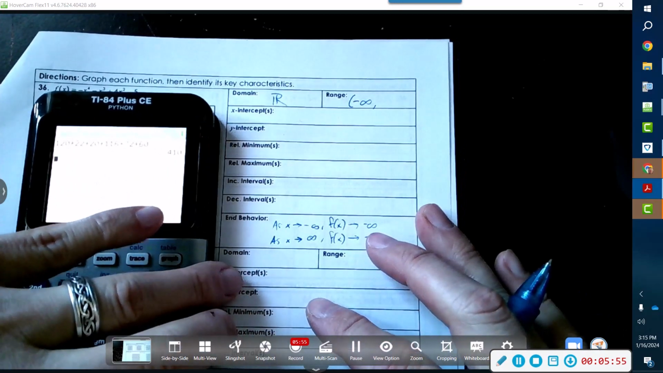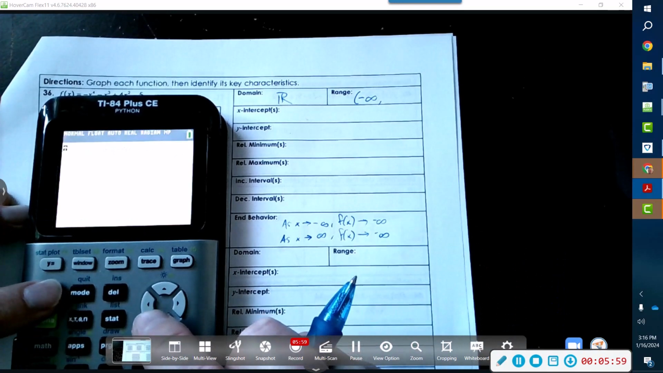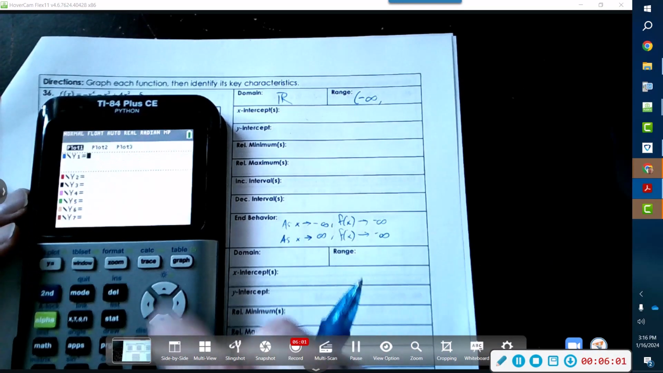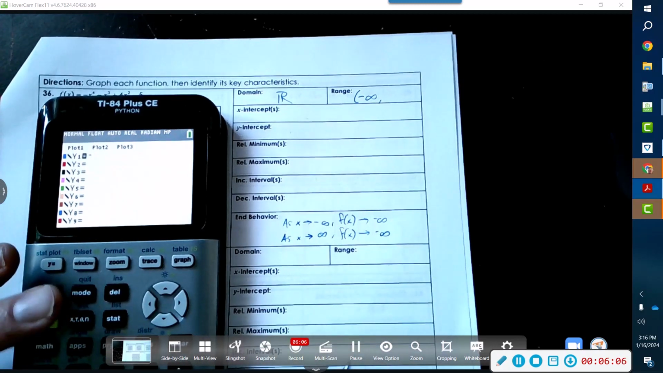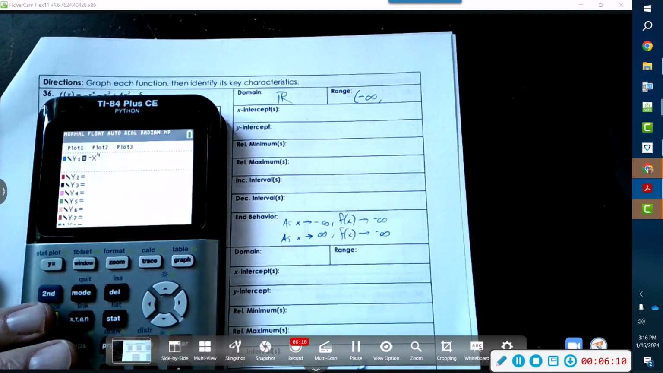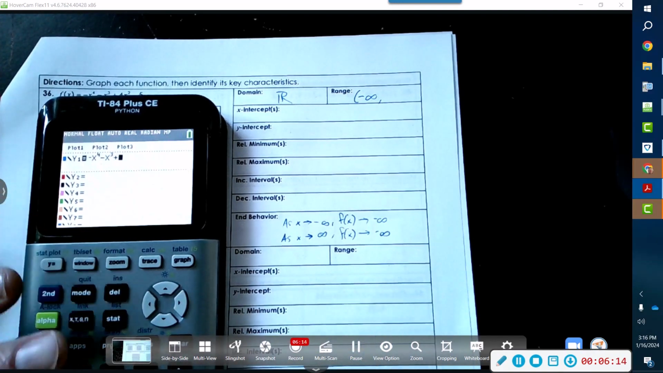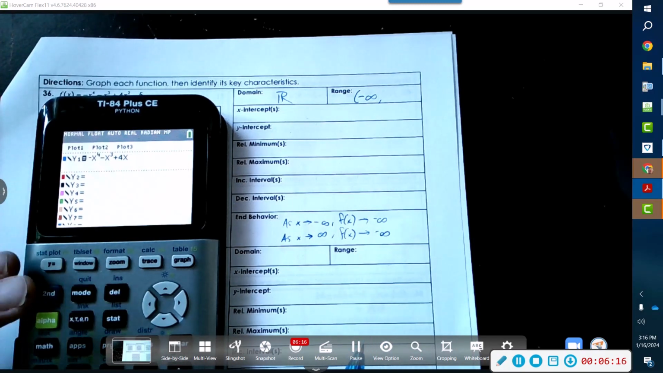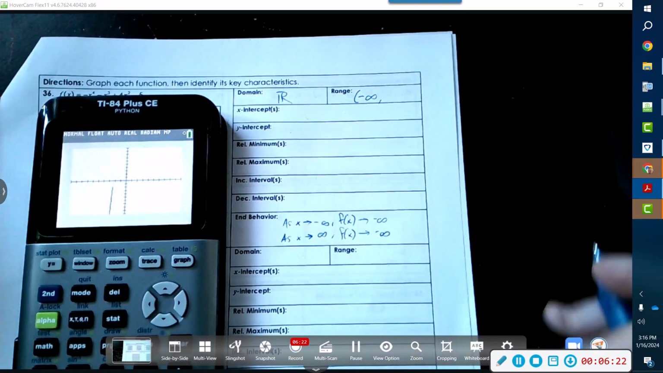Where are we at? 5-minute mark here. Okay, and let's see if I can make this a little... There we go. And so y equals, turn off the plots. We've got negative x to the fourth minus x to the third plus 4x squared and then minus 5. Okay, so let's do a zoom standard. We'll just take a look here.